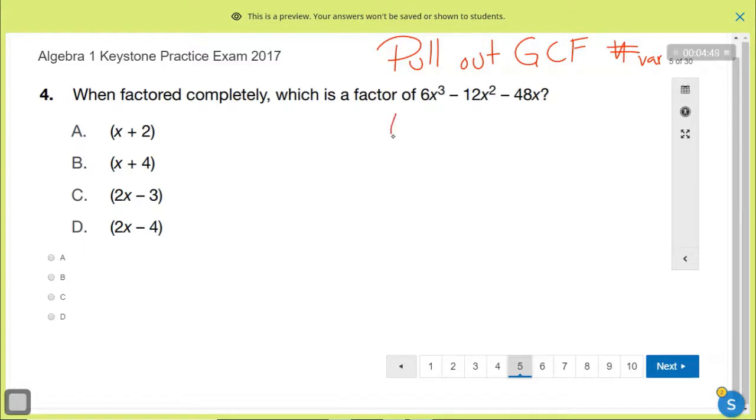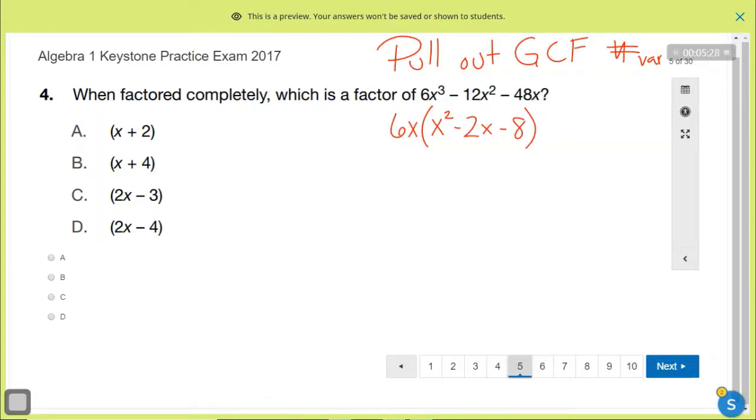Look for the largest number and variable that goes into everything. Largest number that goes into all three of these is 6, and they all have a common variable. X goes into all of them because they all have at least one X. When I pull out that 6x, it's no shock that x squared remains, because on the Keystone exam, when you factor things out, x squared is something that is going to remain after pulling out a GCF. So x squared is remaining there, and we also have minus 2x, and minus 6 goes into 48, 8 times, and then we have that left over.